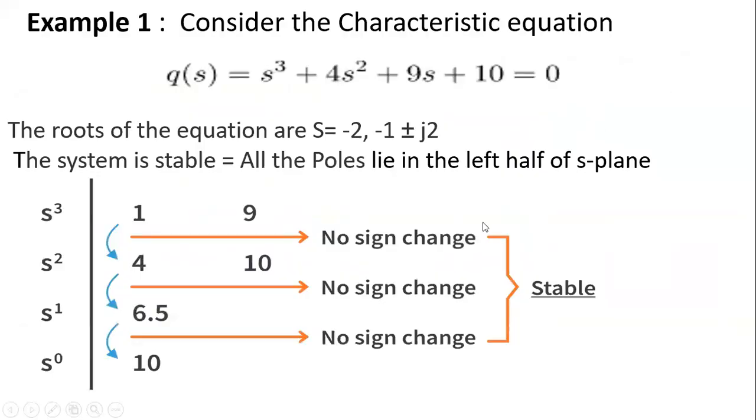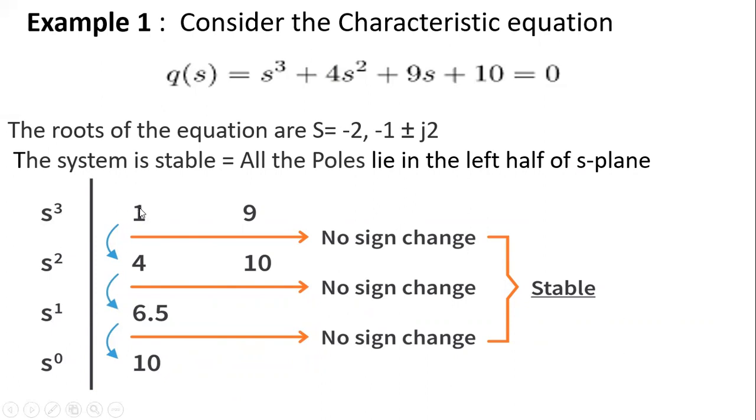Let's take this characteristic equation: Q of S is equal to S cube plus 4S square plus 9S plus 10 is equal to 0. The roots of the equation are S is equal to minus 2 and S is equal to minus 1 plus or minus j2. So we have totally 3 roots here. The system is considered to be stable, since all the poles lie in the left half of the S-plane. Similarly, we draw the array, starting from the highest power: S cube, S square, S1, S0.